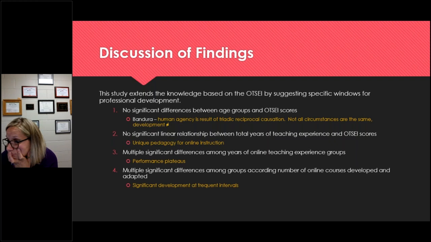So obviously that's going to have an effect on the priority of those things when you consider what is expected and recognized in your tenure and promotion process, and what is not. Obviously those that take priority are going to be of greater concern. So they did not see these areas as priority development.